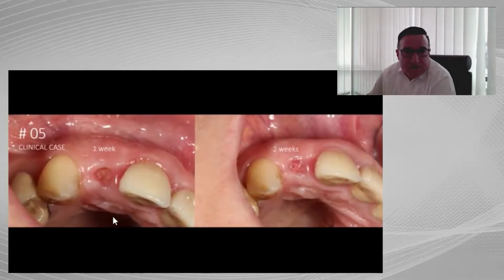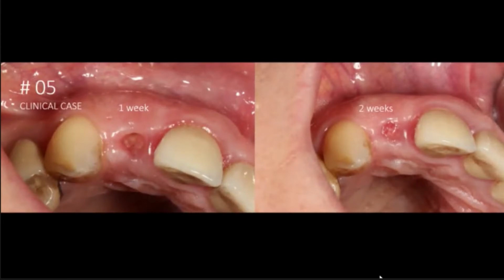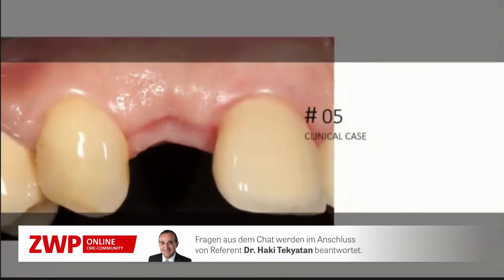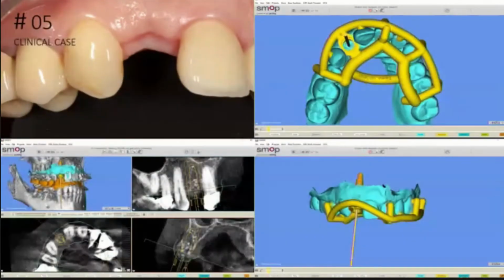Then at the left, you can see 1 week after extraction. At the right, 2 weeks after extraction, non-irritating conditions, very nice clinical situation before implantation. Here you can see the case after 6 weeks. Previously, also here, cone beam planning was carried out and an implantation guide was planned and produced.